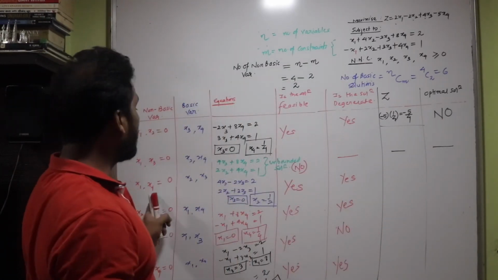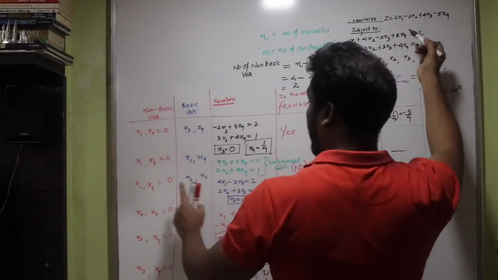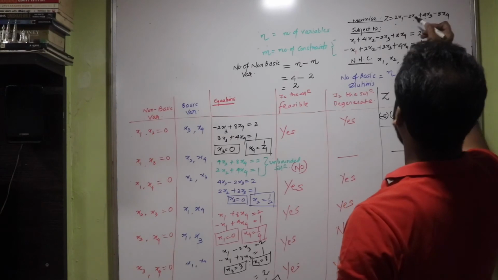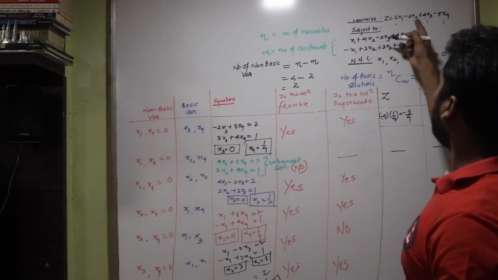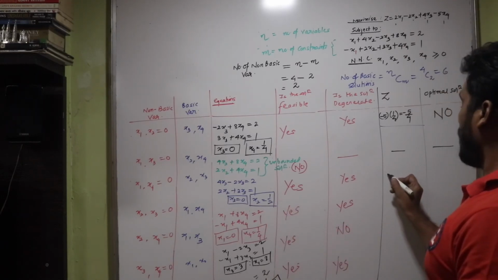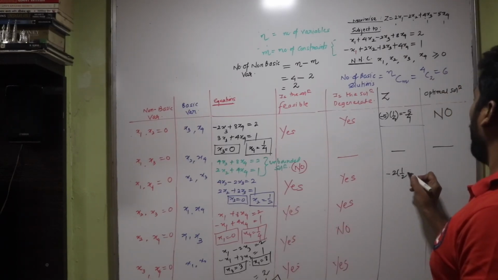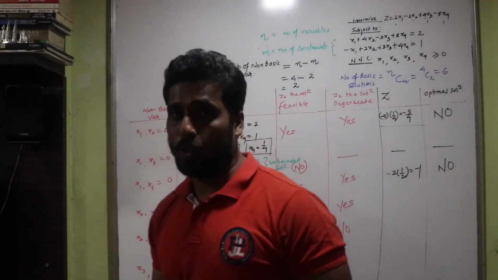Again x1, x4 and x3 are taken as 0. So x1 is 0, x4 is 0 and x3 is also 0. So minus of 2 x2, and x2 came 1 upon 2. So I'm going to get here minus of 2 into 1 upon 2. The value came minus 1. Again it is not an optimal solution. So I write no over there.